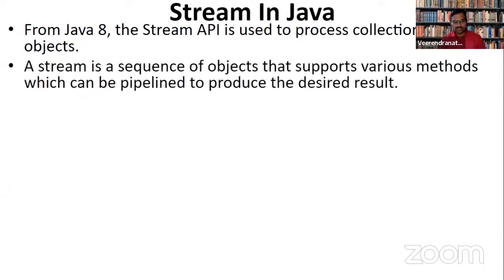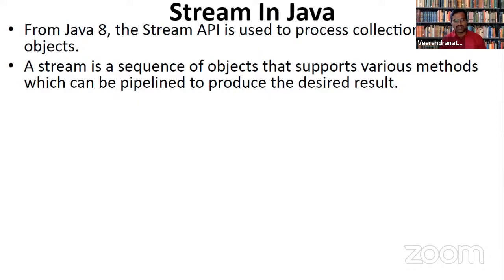As I've told you, a stream is nothing but a collection or flow of data, a sequence of objects. Collections are given in various forms like list, set, and map. A stream is a sequence of objects which will process those collections, and it supports various methods.